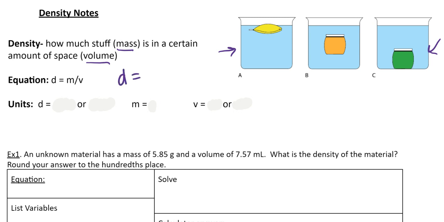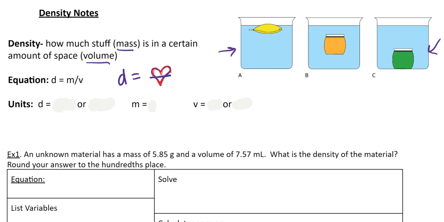One of the ways that you can remember that is if you just draw a heart and you chop it in half. Then it looks like an M on top and a V on the bottom. So there's a trick to remember that formula. But what you need to be able to do is identify which number is the density versus the mass versus the volume. And we're going to do that with the units.